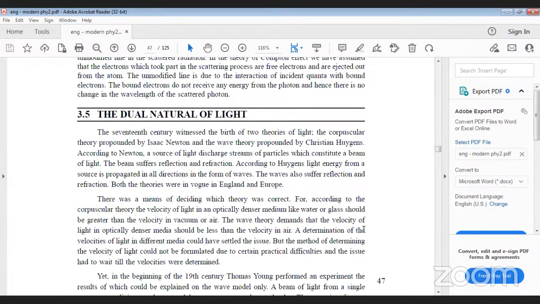Next, dual nature of light. What do you mean by dual nature? This is also asked as a short question. According to Newton's corpuscular theory, light travels only as particles. But this theory failed to explain most of the properties, and later on, Huygens entered the picture.